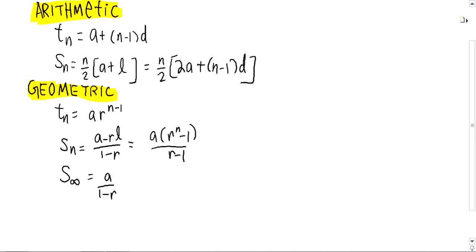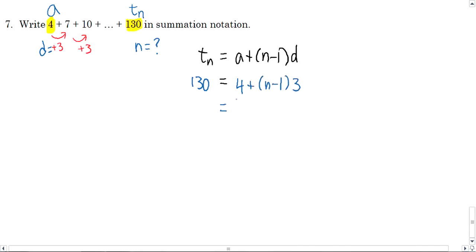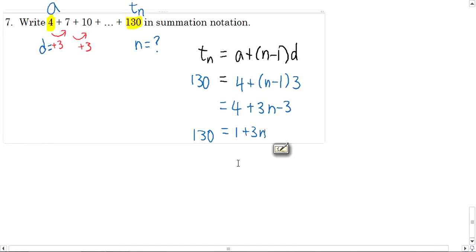So Tn is equal to this. Let's use this formula. Tn is really 130, and A is 4, N is I don't know, and D, our difference, is 3. So let's expand this and let's see what we get. This, and then we get this, and then we get N is 43. So there are 43 terms.